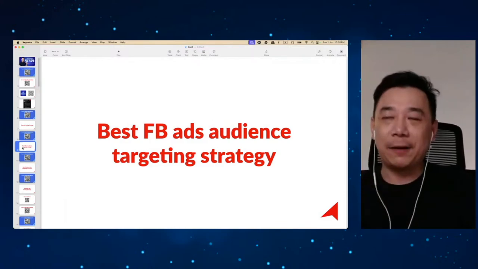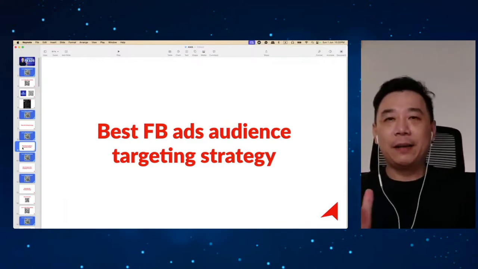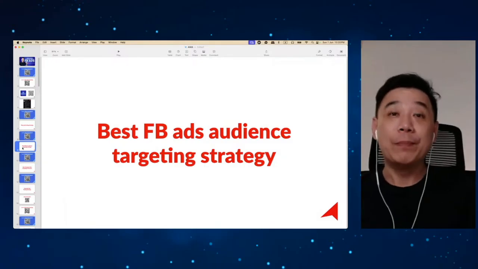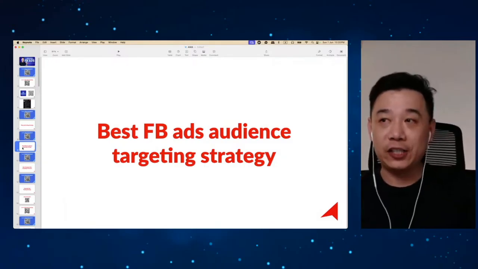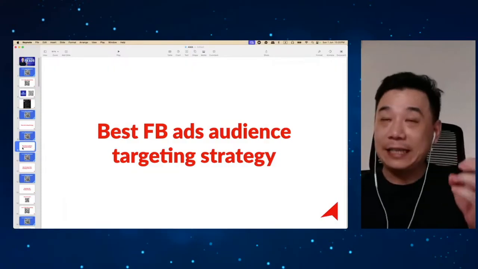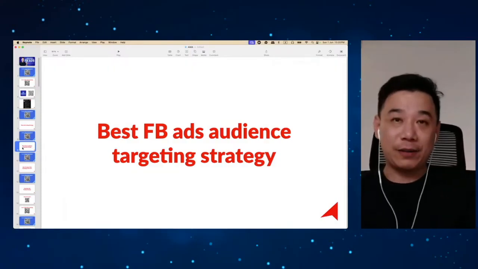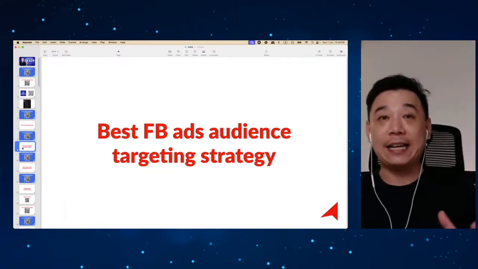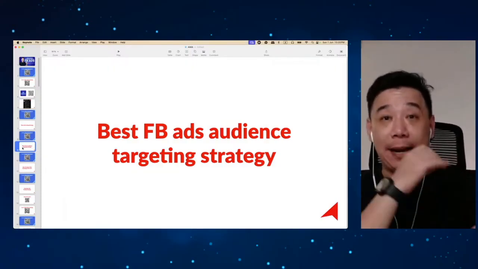But here's the thing, right? The fact is, in the past many years, Meta has been phasing out a lot of detailed targeting. They have been removing a lot of detailed targeting over the years. Now, whatever you are seeing here is really, I think, not even 30% of whatever we used to have. It's crazy. Back then, we had a lot of crazy things, and it was really effective.